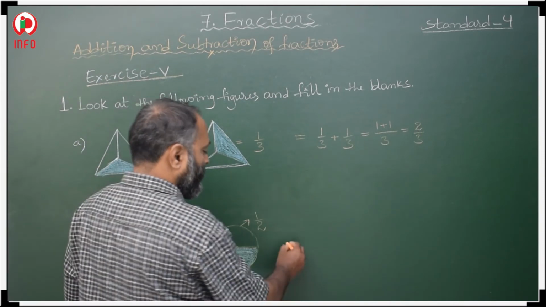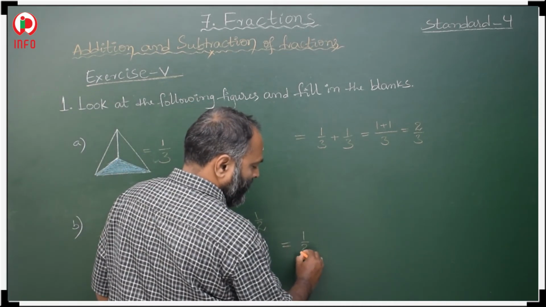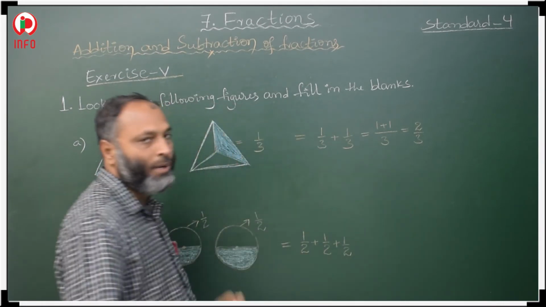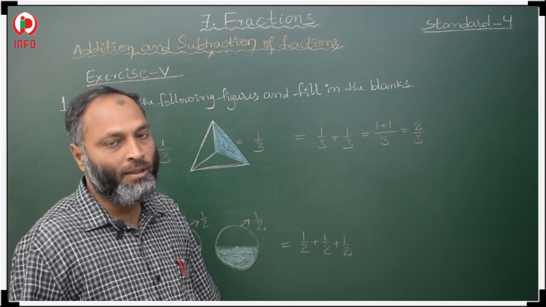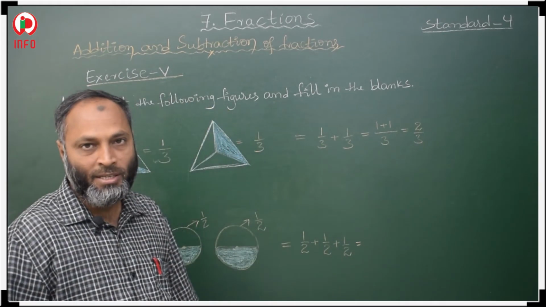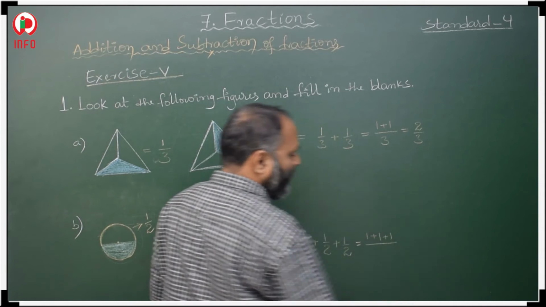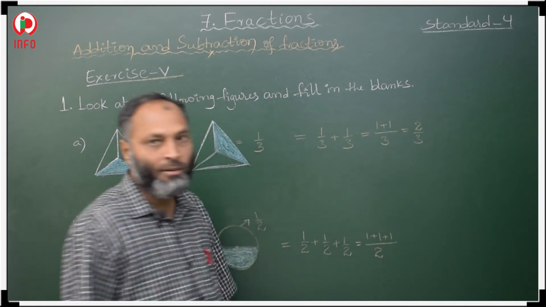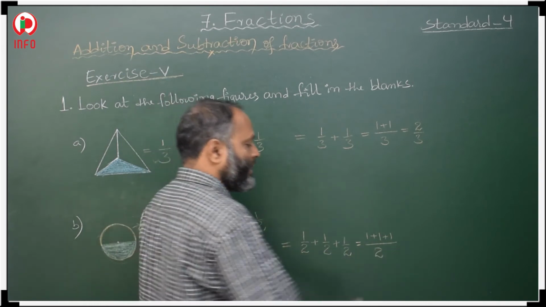Now we add all of this. How many parts did we shade in total? Half plus half, that is 1 by 2 plus 1 by 2 plus 1 by 2. Here all these are like fractions. When like fractions are given, how do we add? We add the numerators: 1 plus 1 plus 1, divided by the common denominator, that is 2, taken one time. 1 plus 1 is 2, 2 plus 1 is 3, so it is 3 by 2.